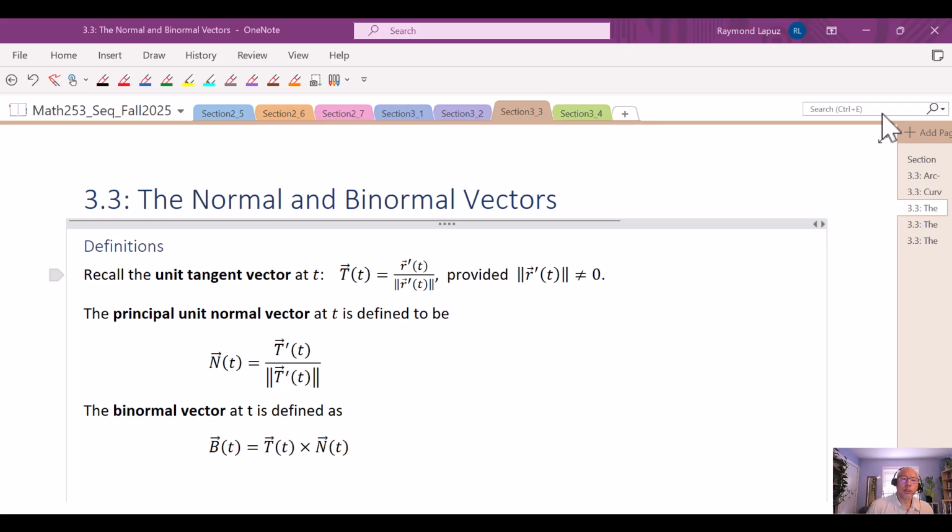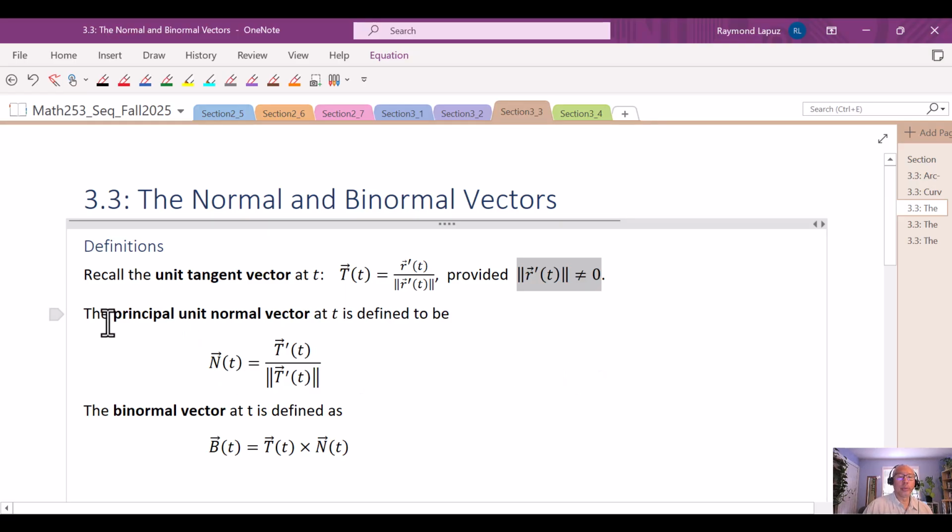So our normal and binormal vectors are the second and third of our three-vector frame that we're going to want to create. The first one is something that we've seen before, and that's the unit tangent vector, and it's pretty easy to define. We just find the tangent vector, r prime of t, and make it into a unit vector by dividing by its magnitude. So our unit tangent vector is given by r prime of t divided by the magnitude of r prime, and of course that only works as long as the magnitude of r prime of t does not equal 0.